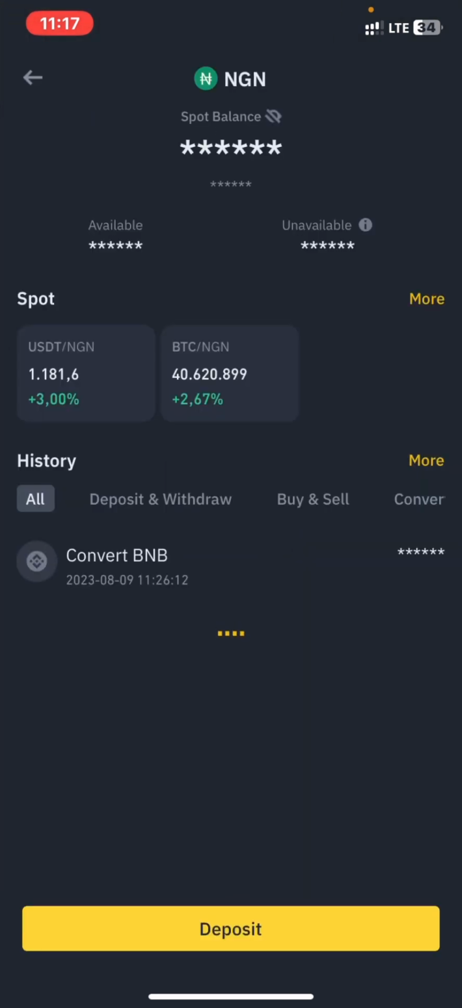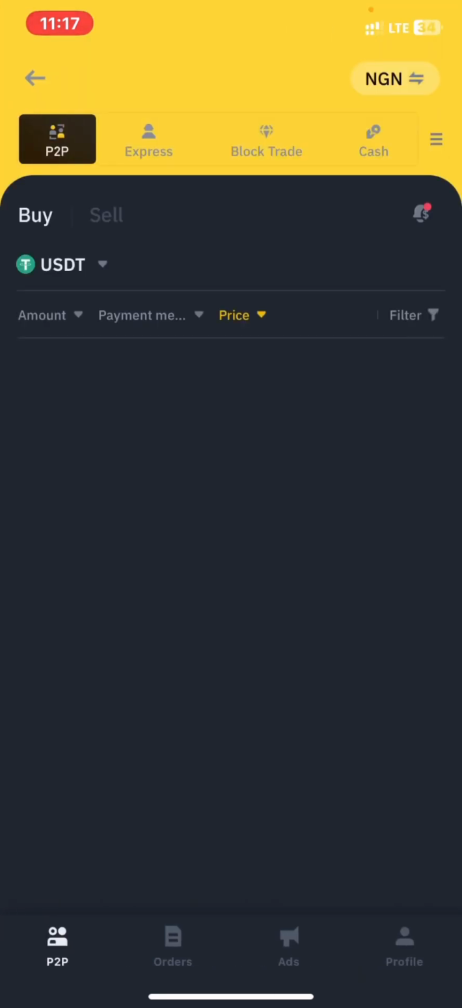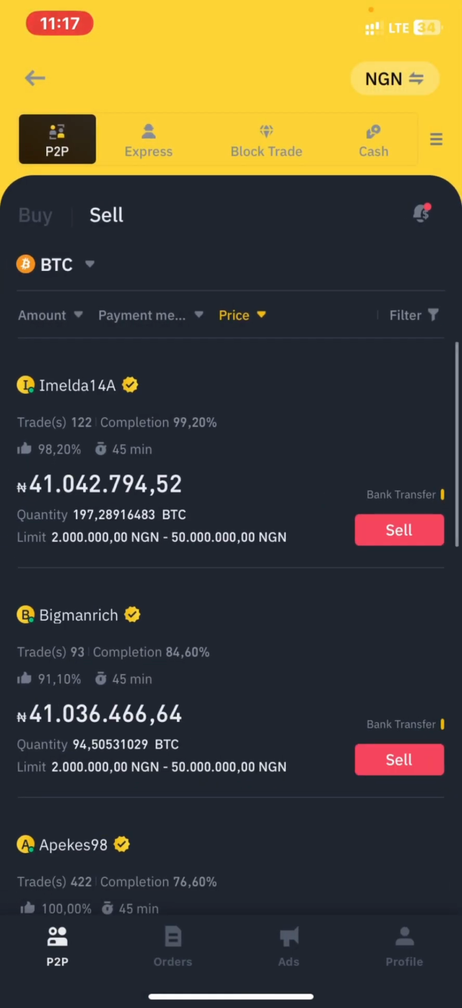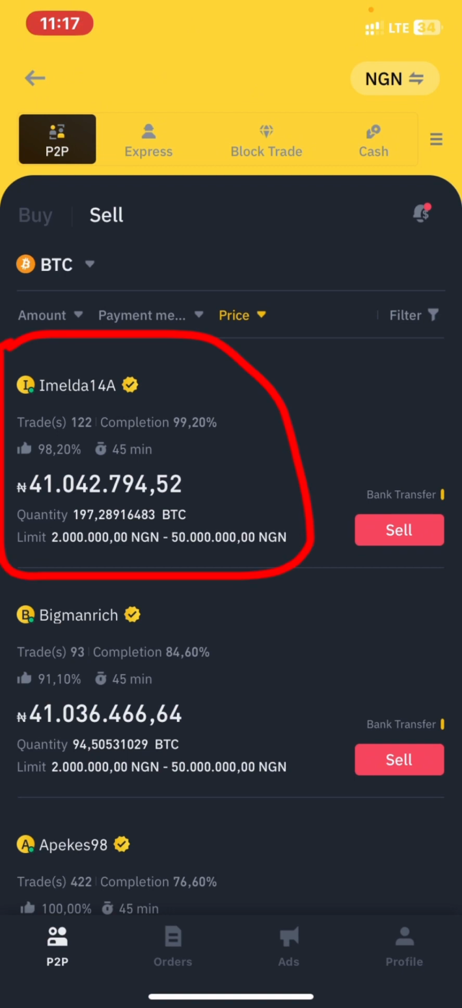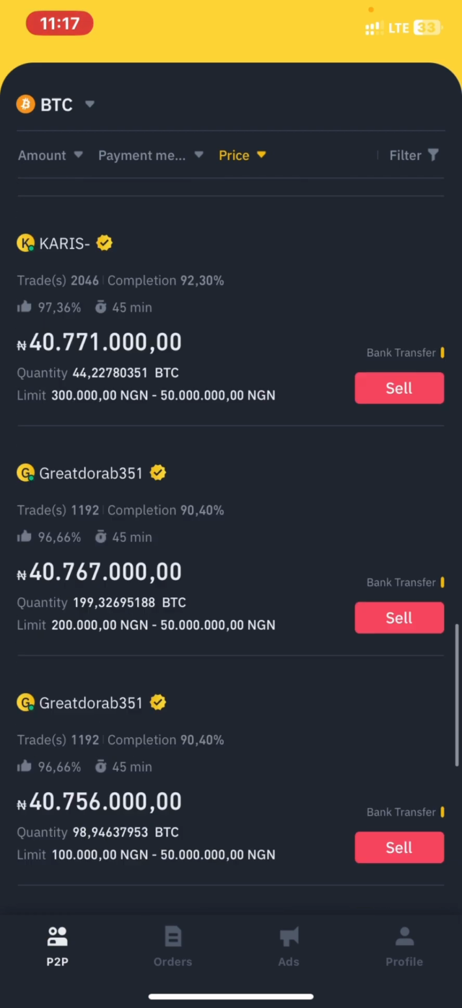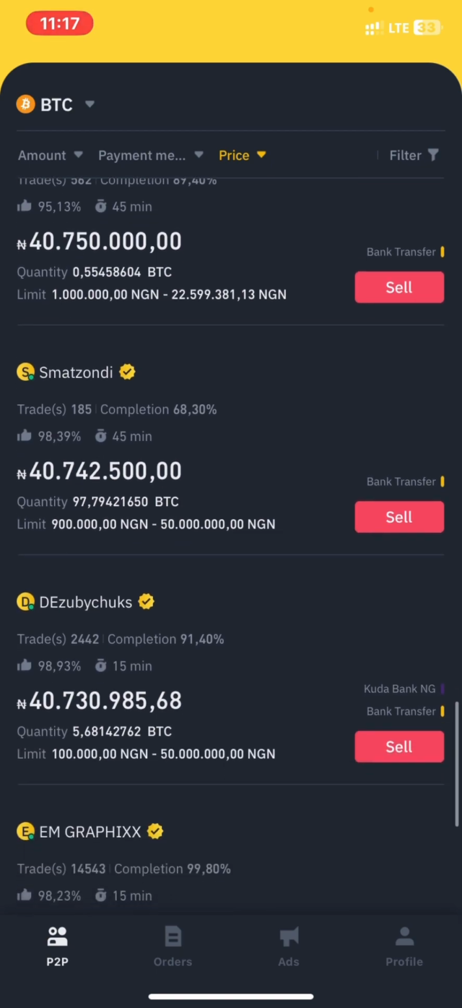And as you can see over here, 40,620,000 is the price over here. You'll be able to buy this right here. And if you go to this P2P and I change to this and BTC, you'll be able to sell at this price, but at 2 million worth of Naira price. So that's the difference between this. And the more you scroll down, the lesser the rate and the less profitable this is going to be.